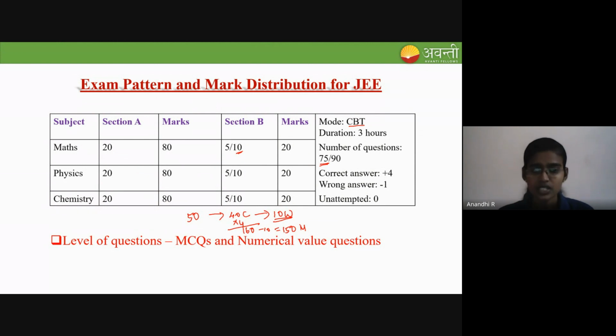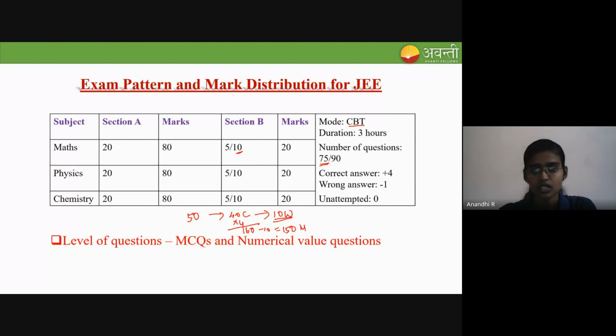The questions will be MCQs, multiple choice questions, and also numerical value type questions for this JEE Mains exam. Is that clear for all of you? We have to attend 75 questions, 25 from each subject. For each correct answer, you will get 4 marks. If you attempt any wrong answer, those marks will be subtracted from your total score, and unattempted questions will go for 0. So this is about the exam pattern and mark distribution for JEE Mains.